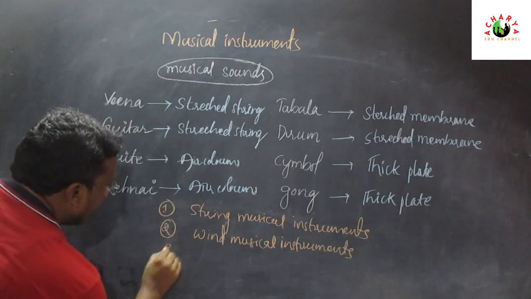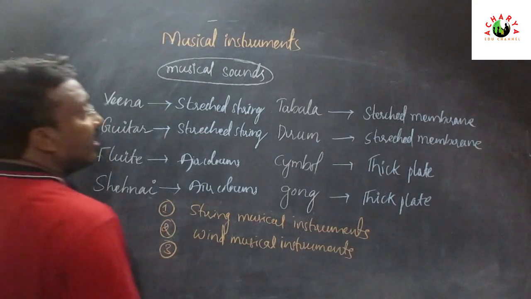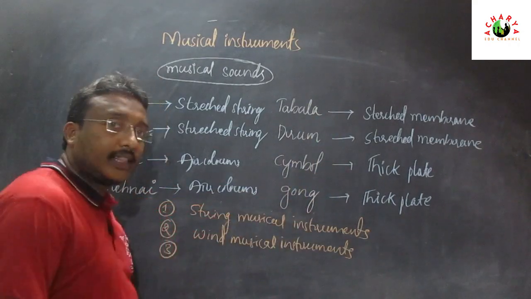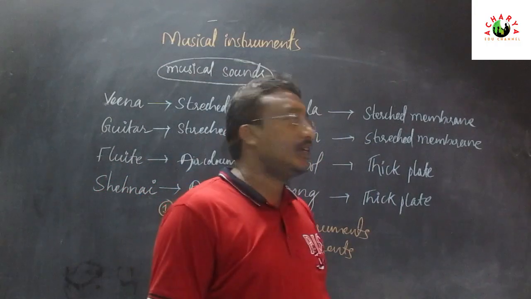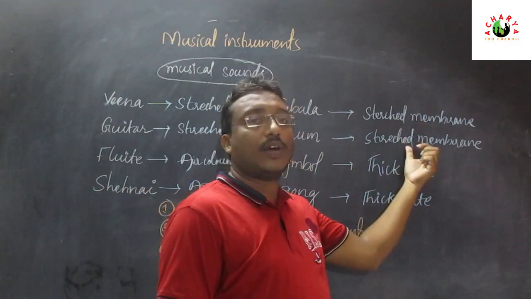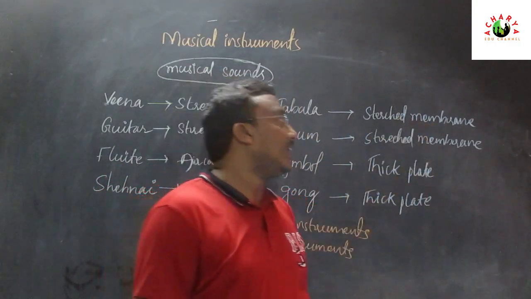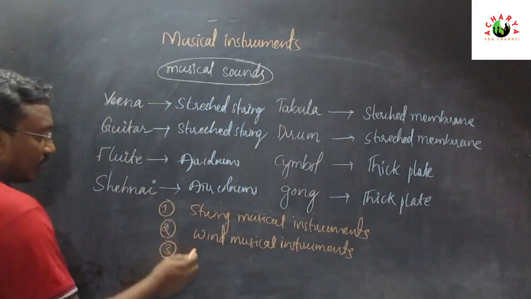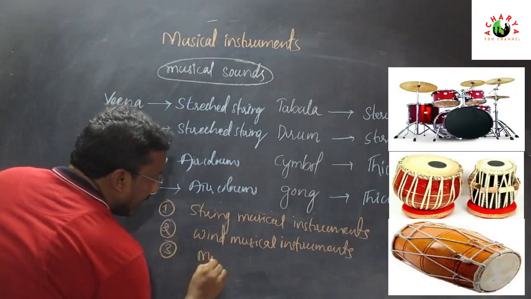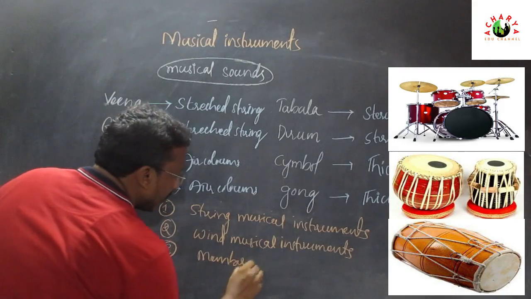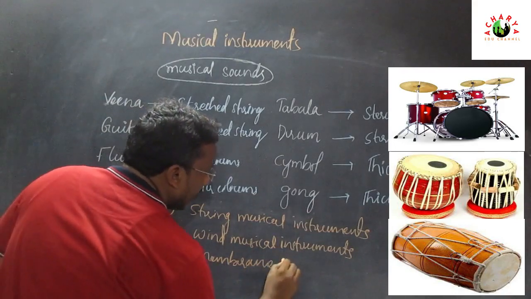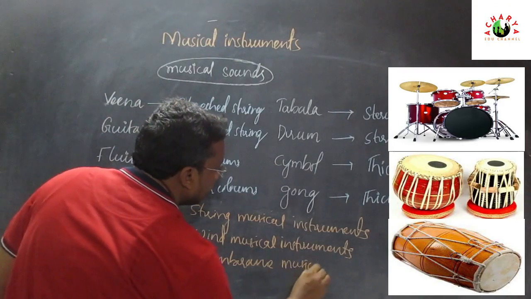Right. And here tabla, drum, like that. These musical instruments, or the vibrating part in these musical instruments, is a stretched membrane. So that's why these are membrane musical instruments.